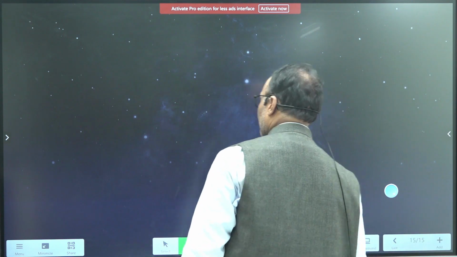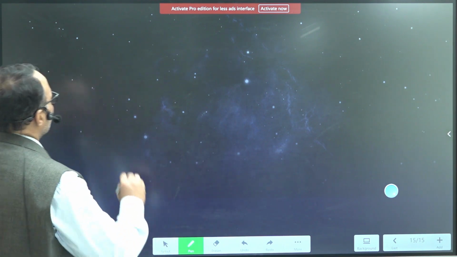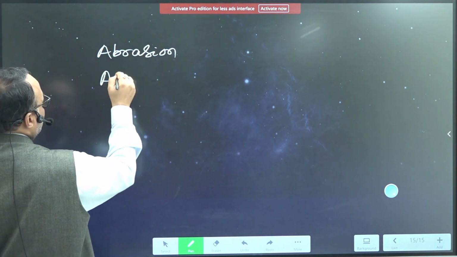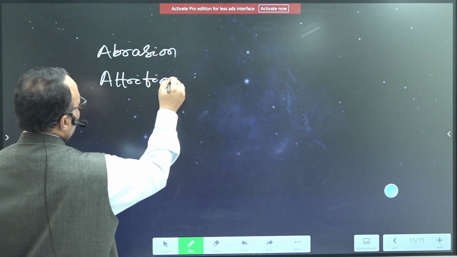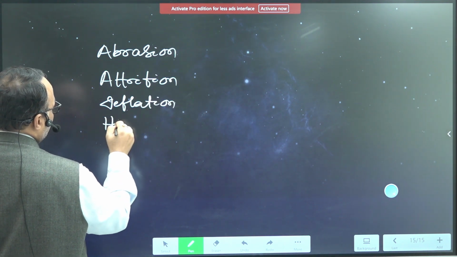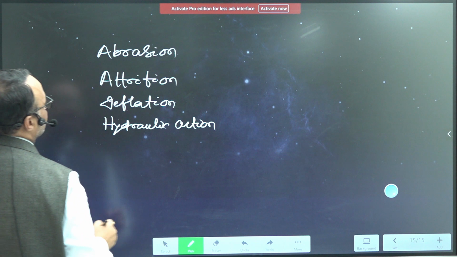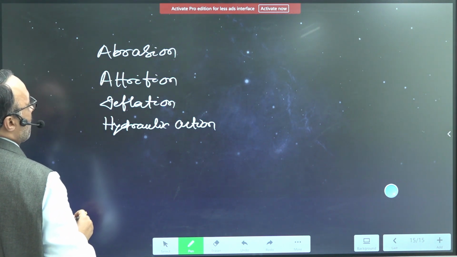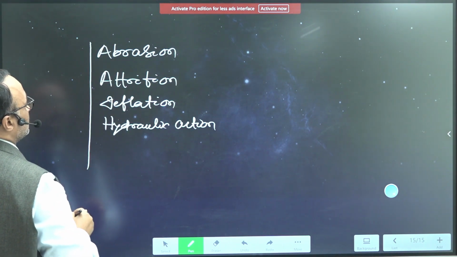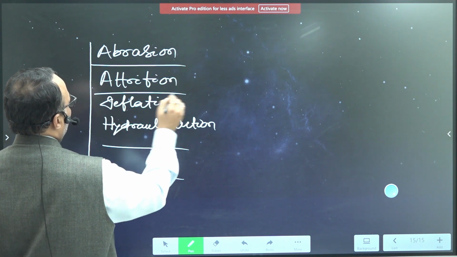Now, what are those mechanisms through which these geomorphic agents erode the surface? First one is abrasion, then attrition, deflation, hydraulic action, then multiple other processes are there that will come. One by one we will go through these processes.